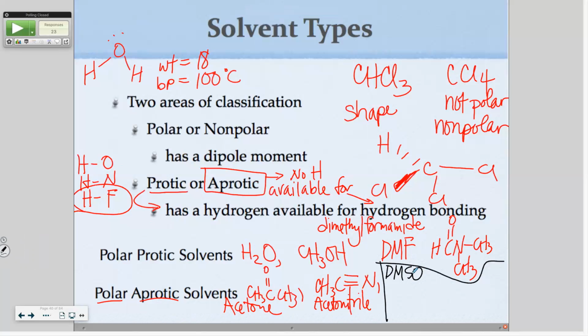DMSO is dimethyl sulfoxide. Has anybody heard of it? Do you need me to write that one too? Dimethyl sulfoxide, and it's one word. Put a hyphen. Okay, anybody heard of that?